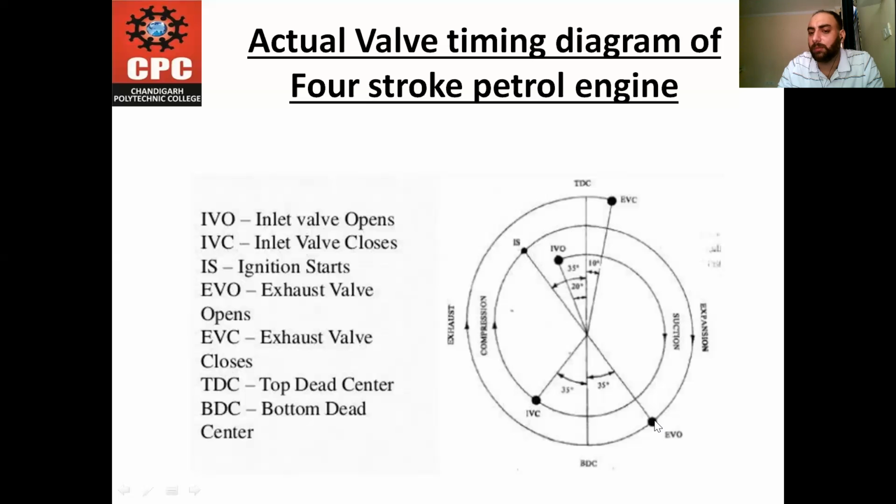And here our exhaust valve is open when the piston is before the BDC position, that is 35 degrees. Then our exhaust valve remains open for this 35 degrees, then this 180 degrees, and here our exhaust valve should be closed, but actually the exhaust valve is closed after 10 degrees, so 10 degrees after the TDC position. So the total exhaust valve remains open for 35 plus 180 plus 10, that is 225 degrees. So this is the actual valve timing diagram of a 4-stroke petrol engine.